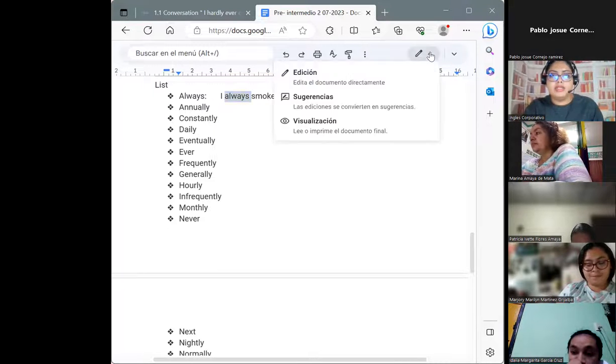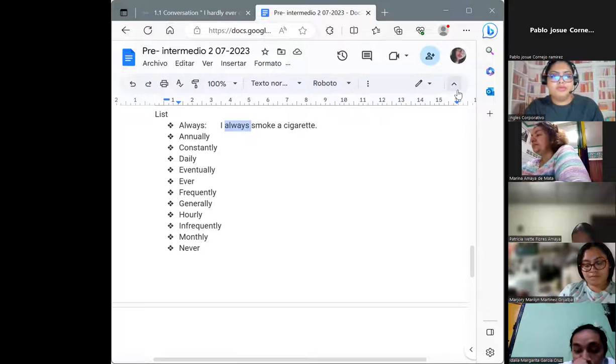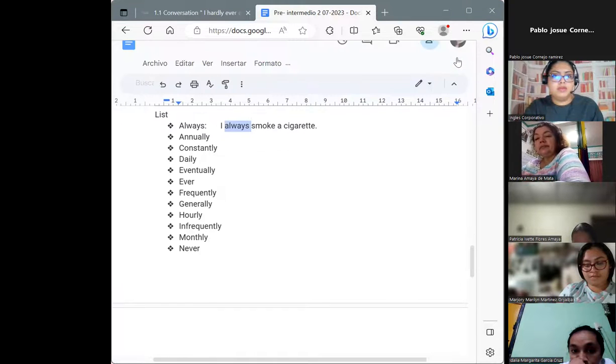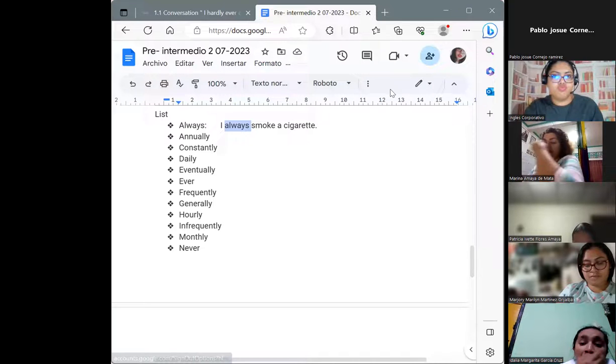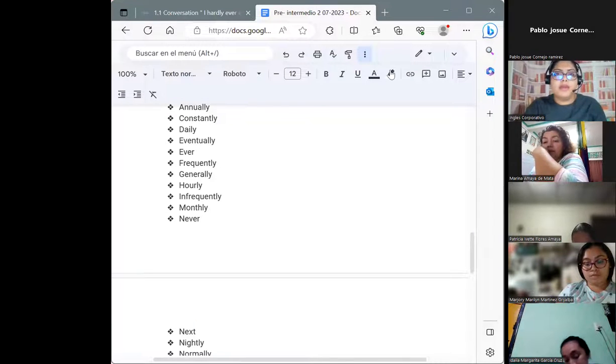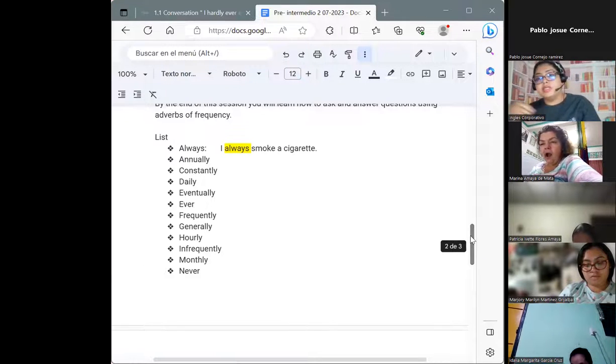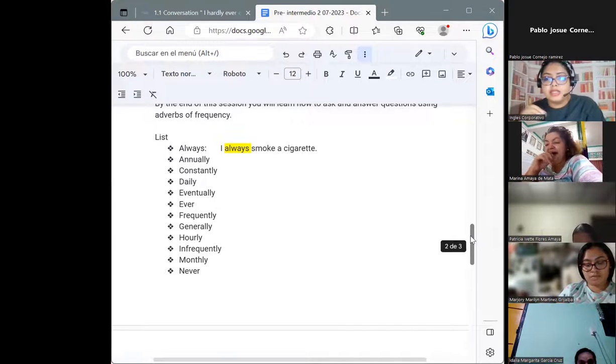Let me see if I can... No. Here. I'm going to mark this one. Let me see what it is. No, it's not here. Oh, it's here. Okay, I'm going to do it in yellow. Like this. Always is my adverb of frequency. And in this case, I am saying that I am doing or performing this activity almost, I mean, not almost, every time, every day, in every moment.